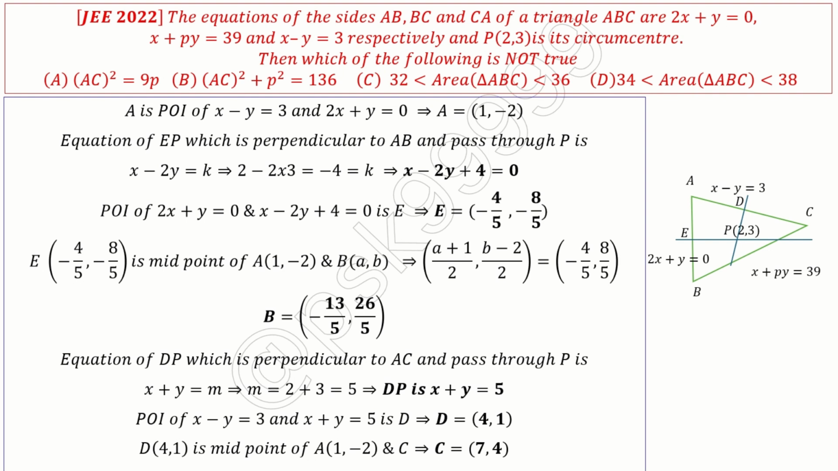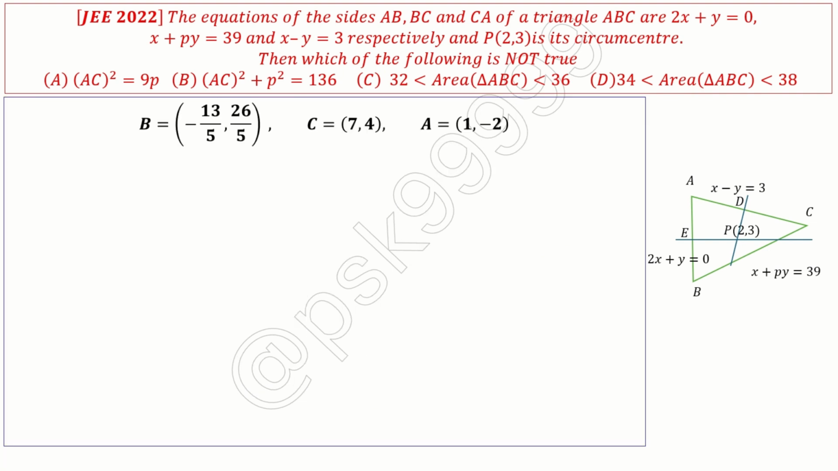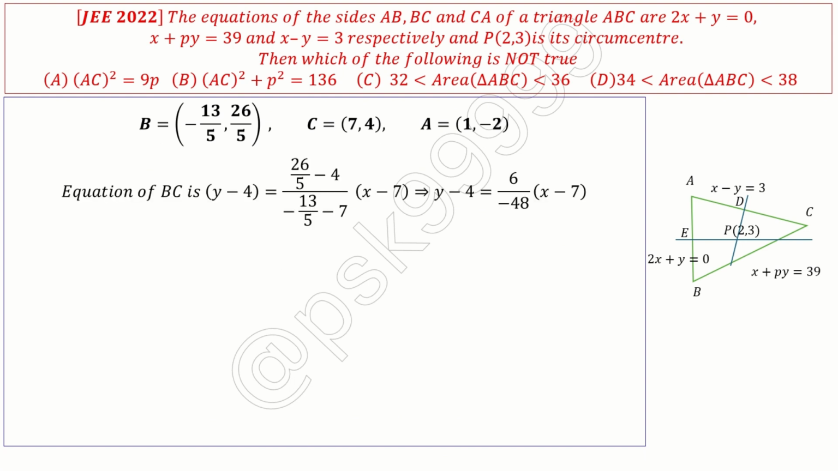Now I have 3 points, and P is also there. You have E and D values too, but we don't require those. So these are the three vertices of the triangle. Now the equation of BC, I can derive from this, which is x plus 8y equal to 39. Compare with the given equation, x plus py equal to 39: P is nothing but 8. Now I have got my P value also.